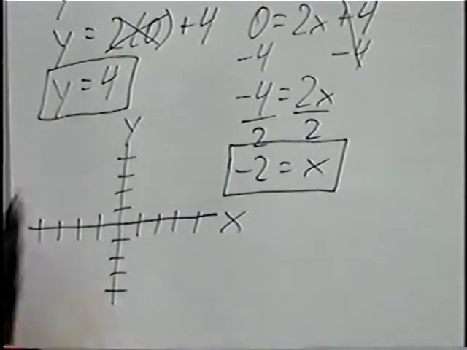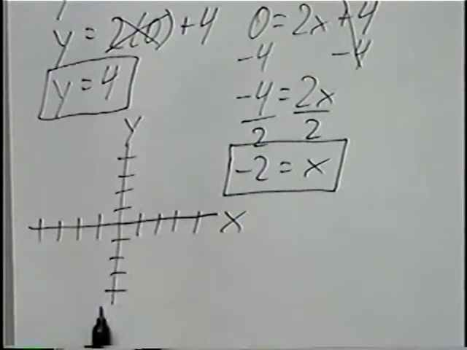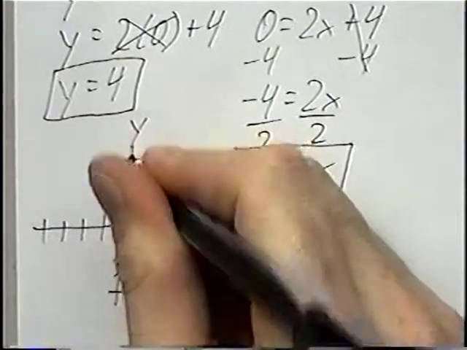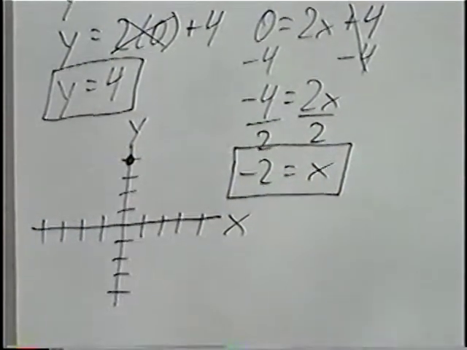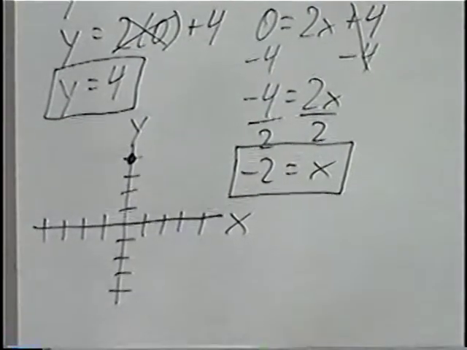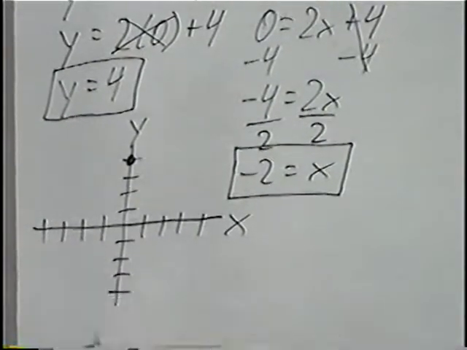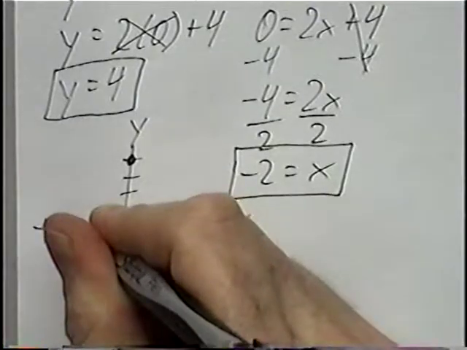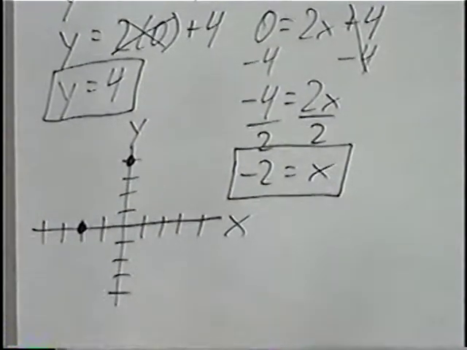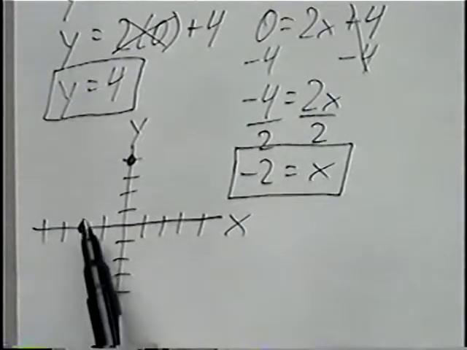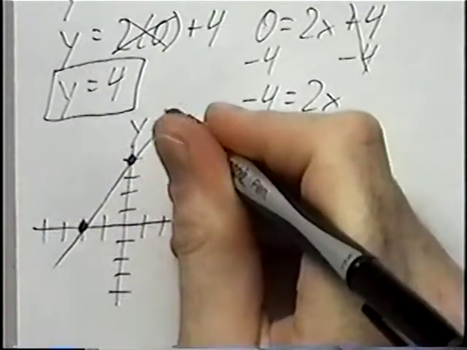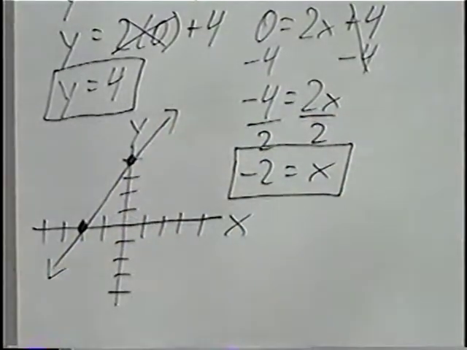First number we had is y equals 4. On the y-axis, if y equals 4, we can go up to 4 and put a point. And this would be the y-intercept, where the line crosses the y-axis. And likewise, if x is -2, we can go to -2 on the x-axis. And this will be where the line crosses the x-axis, or the x-intercept. After you graph both intercepts, you can draw a line through both intercepts, and that would be the graph for the equation.